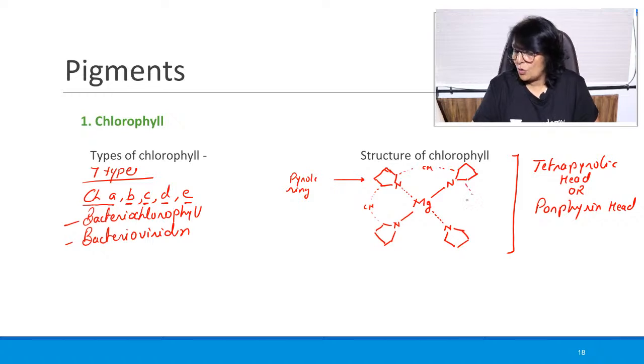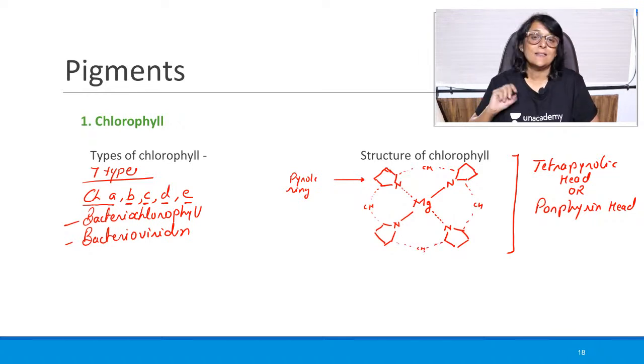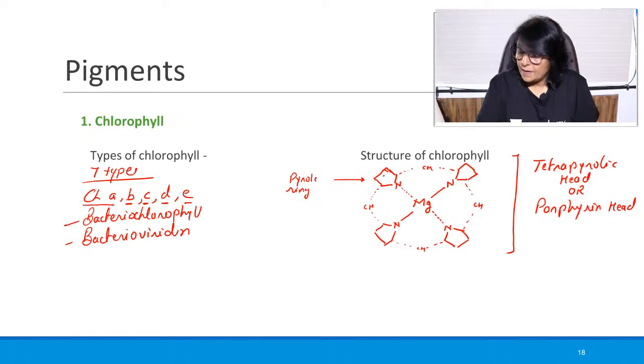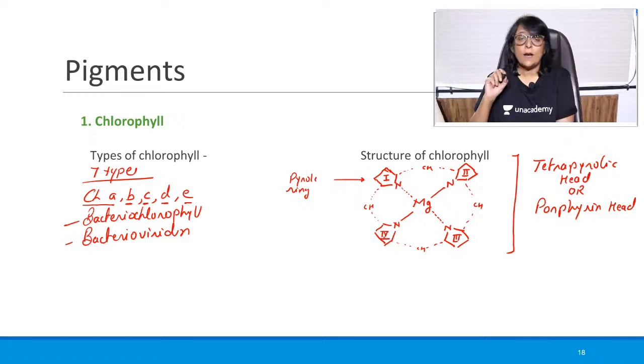What we need to know, basic structure, is only what is in the center and what are these chains like. Let us label these. This is first, not the chain, the ring first. This is important because questions are asked on these rings. So there are 4, 1, 2, 3 and 4.